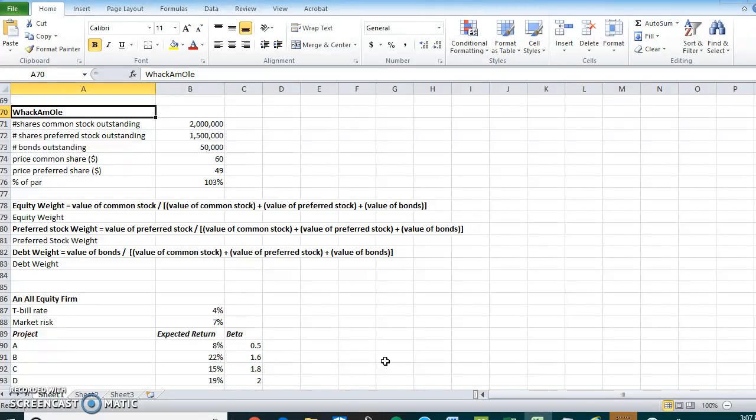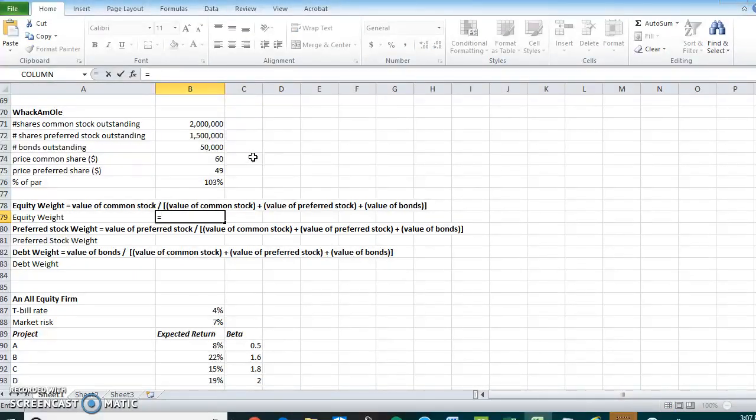Now this question is asking us to find the equity weight, the preferred stock weight, and the debt weight. If you'll recall in the previous video, we did one of these for each, but I'll show you just quickly how to do them again. So equity weight is the value of common stock divided by the combined value of common stock plus the value of preferred stock plus the value of the bonds.